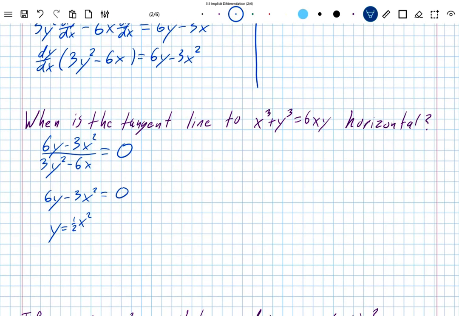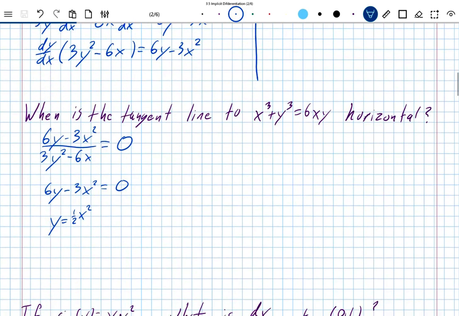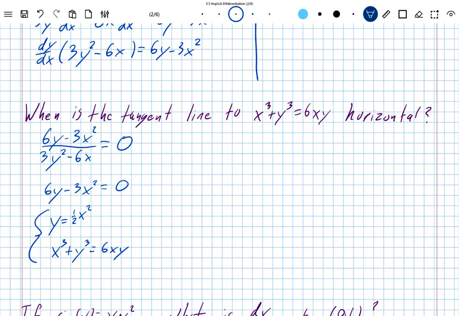That means I can take that, and because I still also need to be on that curve, I should be able to plug that into my original equation of x cubed plus y cubed equals 6xy. This is actually a system of equations that needs to both be true at the same time to have a horizontal tangent line. How do we solve a system of equations? Well, one of the standard ways is to plug in. So if they need to both be true at the same time, I should be able to write the same thing, but with that 1/2 x squared plugged in.